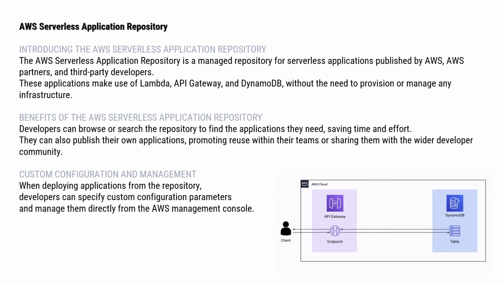Let's dive into the world of serverless applications with the AWS Serverless Application Repository. The AWS Serverless Application Repository is a managed repository for serverless applications published by AWS, AWS partners, and third-party developers. These applications make use of Lambda, API Gateway, and DynamoDB without the need to provision or manage any infrastructure. Developers can browse or search the repository to find the applications they need, saving time and effort. They can also publish their own applications, promoting reuse within their teams or sharing them with the wider developer community. When deploying applications from the repository, developers can specify custom configuration parameters and manage them directly from the AWS Management Console. So whether you're looking to streamline your development process or share your innovative applications, the AWS Serverless Application Repository has got you covered.